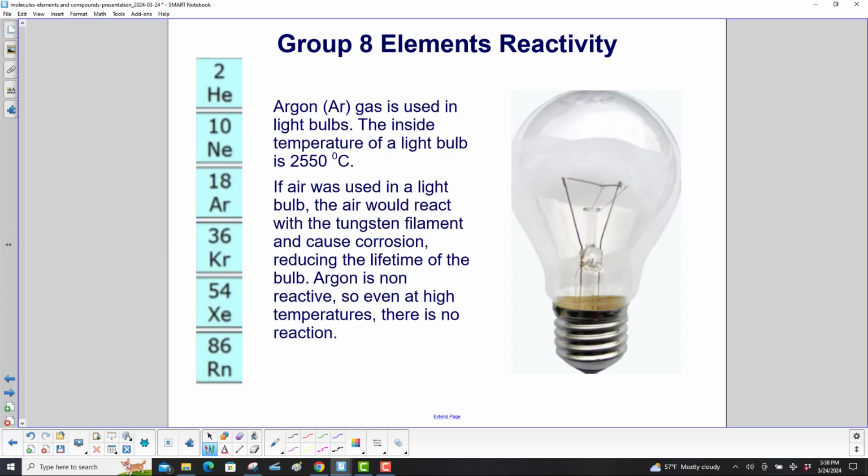Argon gas is used in light bulbs. The inside temperature of a light bulb is 2,550 degrees Celsius. If air was used in a light bulb, the air would react with the tungsten filament, which would cause corrosion, reducing the lifetime of the bulb. Argon is non-reactive, so even at high temperatures, there is no reaction.